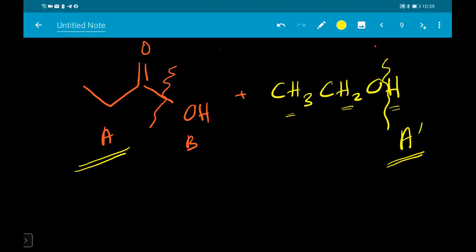Sekali lagi, RC double bond O mestilah A prime. Ni pula H, A prime adalah H.